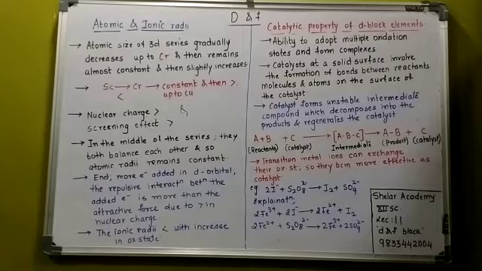At the end, after some time, more and more electrons are added in the d orbital. Because of this, the repulsive force between the added electrons is more than the attractive force due to the increase in the nuclear charge, and that is the reason for the gradations in the atomic size. The ionic size also will decrease with the increase in the oxidation state. So that is regarding the atomic and the ionic size in case of the d block elements.